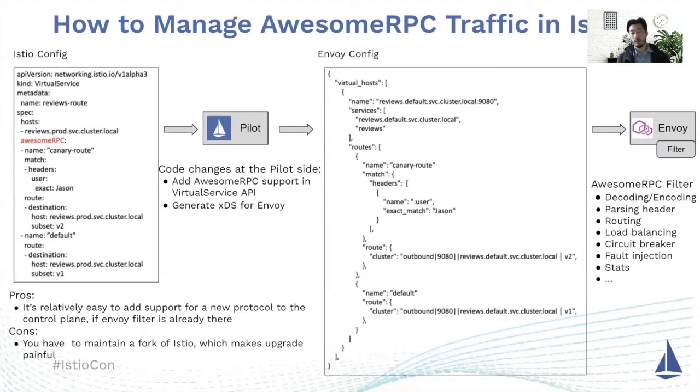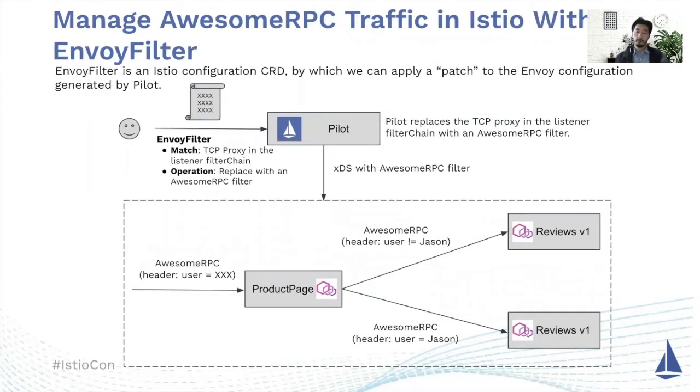And we know that Istio evolves pretty quickly, so you should keep a close eye on Istio upstream and align your fork with it to keep your service mesh up to date with the latest version of Istio. If you don't like the idea of maintaining your own fork of Istio, an alternative way is leveraging the EnvoyFilter CRD, by which we can apply a patch to the original Envoy configuration generated by Pilot.